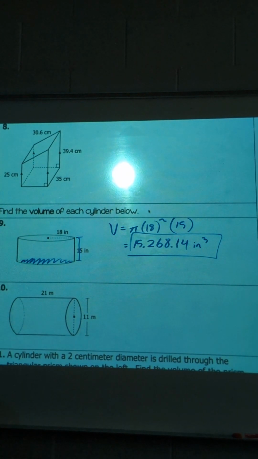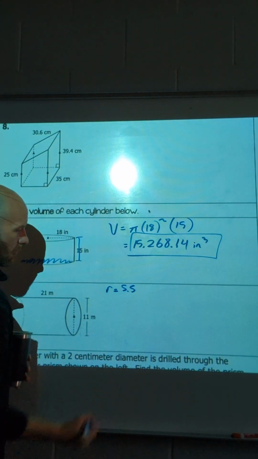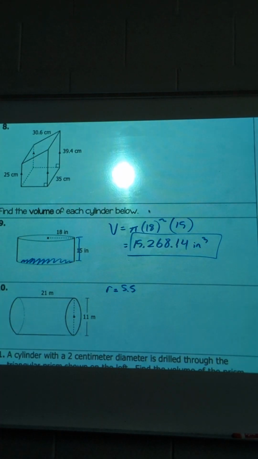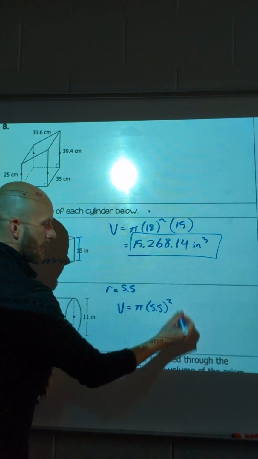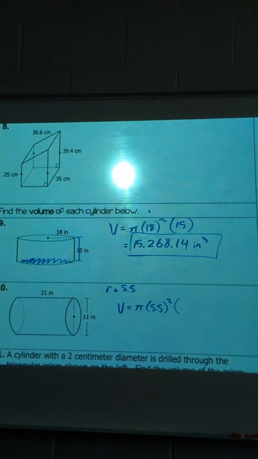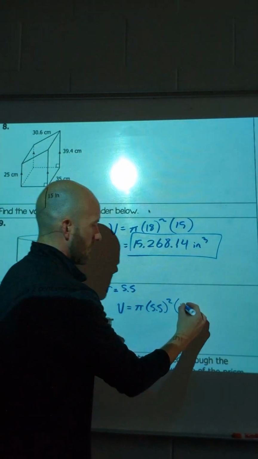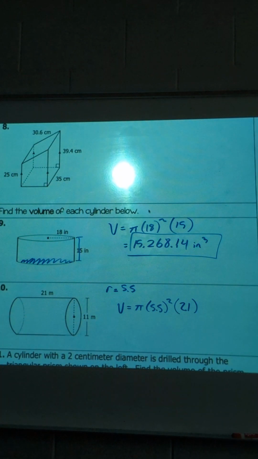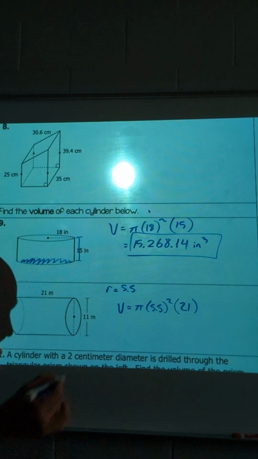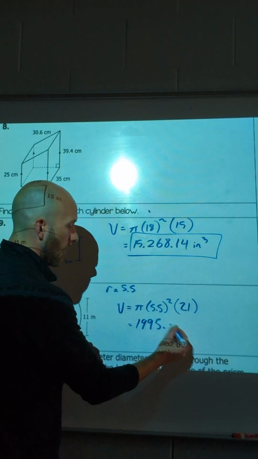Okay. So what is the first thing I'm going to have to do on number 10? Get the radius, right? Because it gives me the diameter. So the radius is 5.5. So it's pi r squared times the height of the cylinder, which would be what? 21. Yep. Again, remember the height is always the distance between the bases. 1995.69.